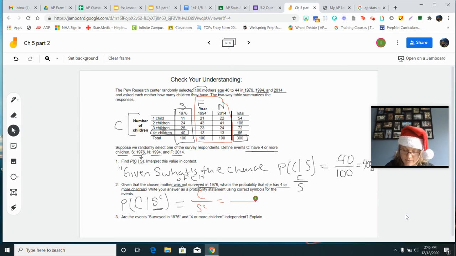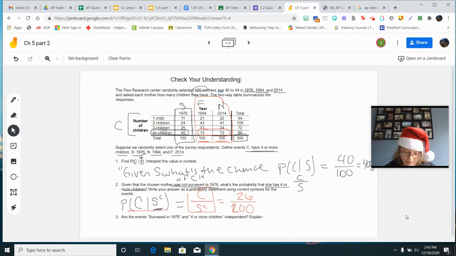So this part, don't write on your AP exam. This is just me showing you a trick. Don't put that part, but put this part though. And this is 200 people who were not in 1976, because they could come from 94 or 2014. Then out of those, I've got 2 options here. I've got to combine these options, 13 and 13. So there's 26 out of 200 for that.